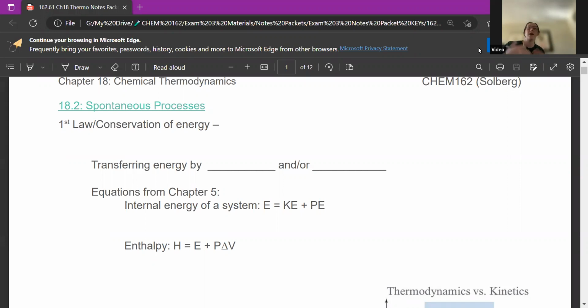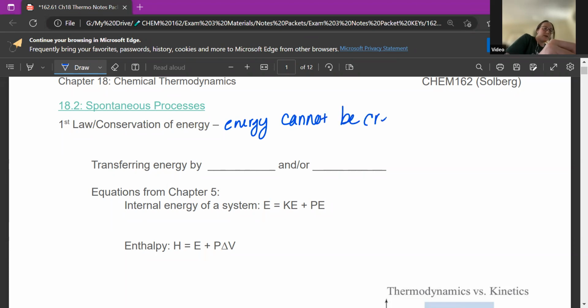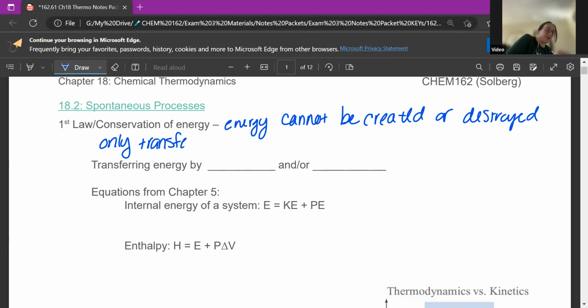And we talk about this all the time, right? Energy cannot be created or destroyed, only transferred. So essentially what that means is we can change it from one type of energy to another, but it's never going to go away.